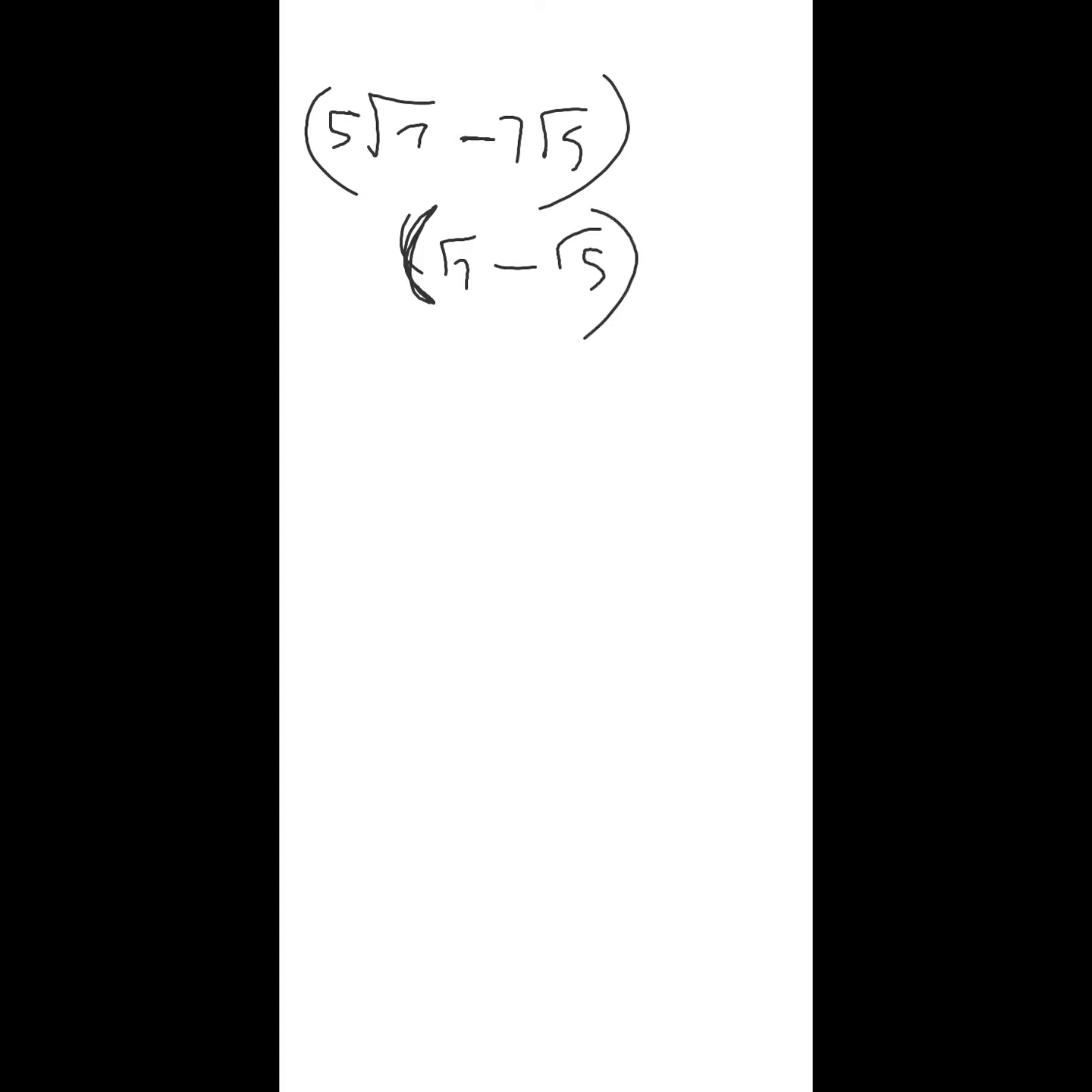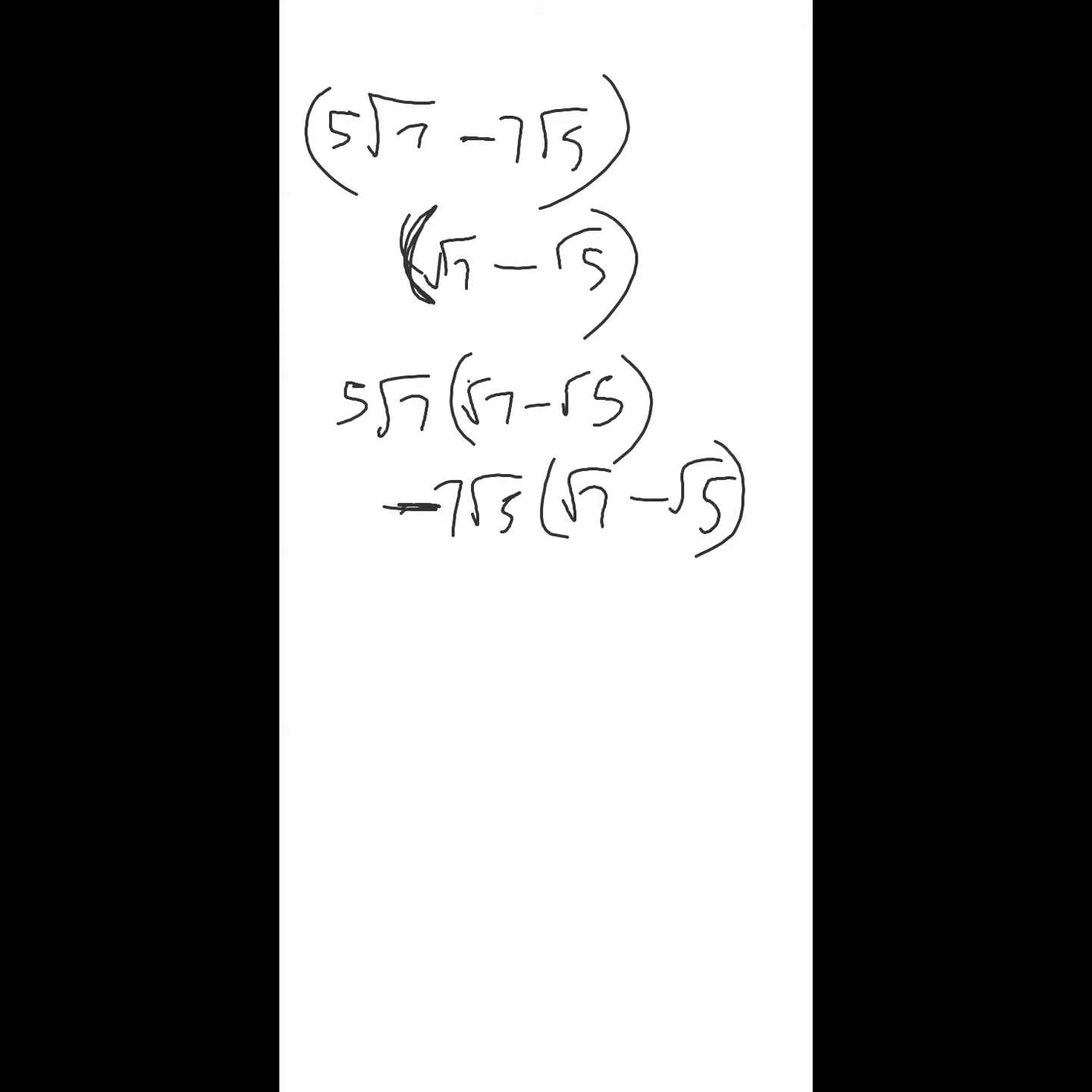So when you are doing this, 5 root 7 minus 7 root 5 into root 7 minus root 5, I can do this expansion easily. I can decide to say 5 root 7 into brackets root 7 minus root 5, then minus 7 root 5 into bracket root 7 minus root 5. You can have this expansion. So at the end of the day, you can do this expansion. 5 root 7 times root 7.